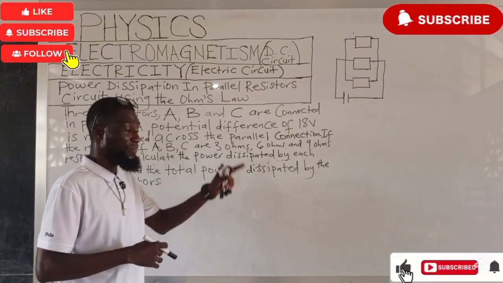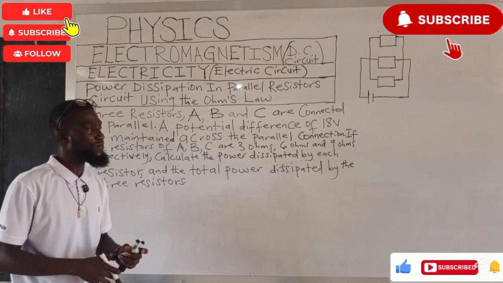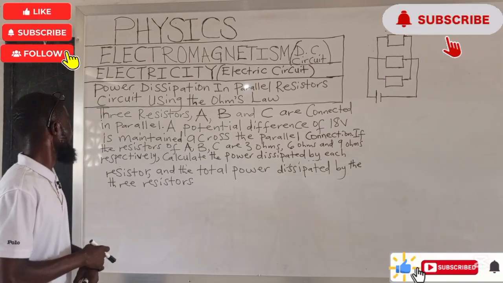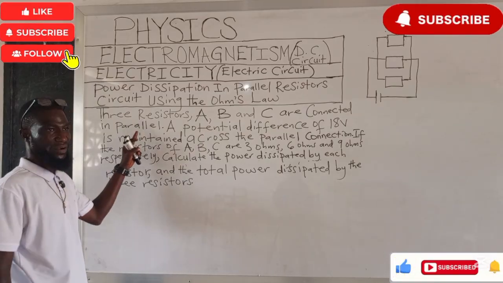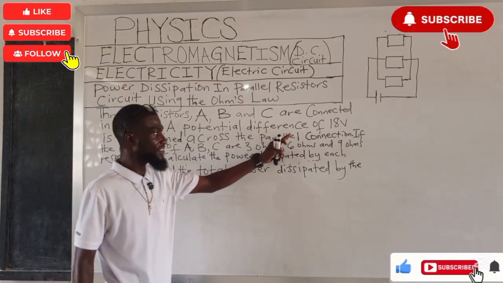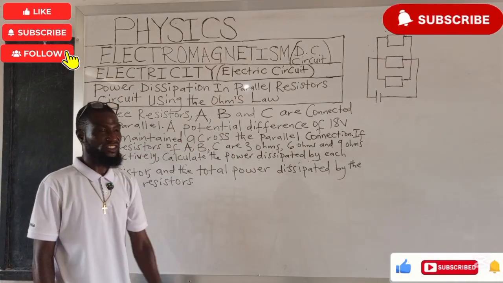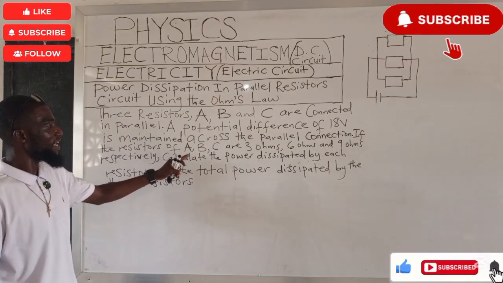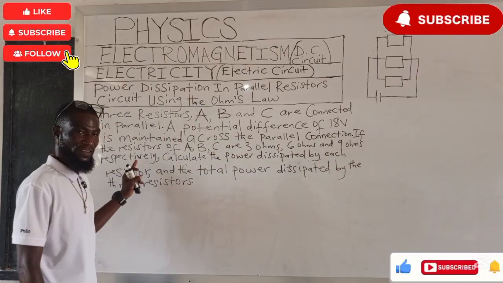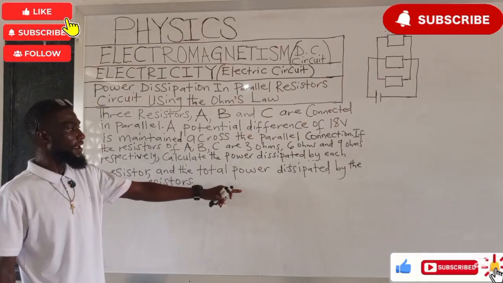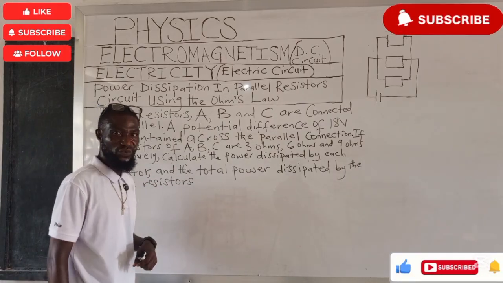Ladies and gentlemen, based on this information given today, we'll be looking at our problem to solve. On our problem today, we have three resistors, A, B, and C, connected in parallel. A potential difference of 18 volts is maintained across the parallel connections. If the resistors A, B, C are 3 ohms, 6 ohms, and 9 ohms respectively, calculate the power dissipated by each resistor and the total power dissipated by the 3 resistors.